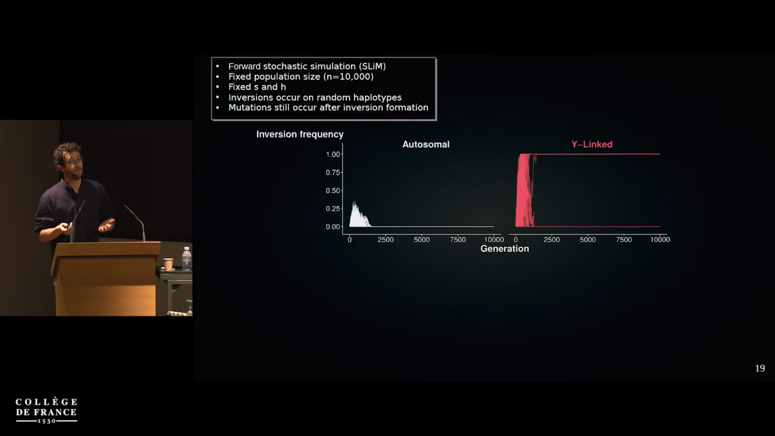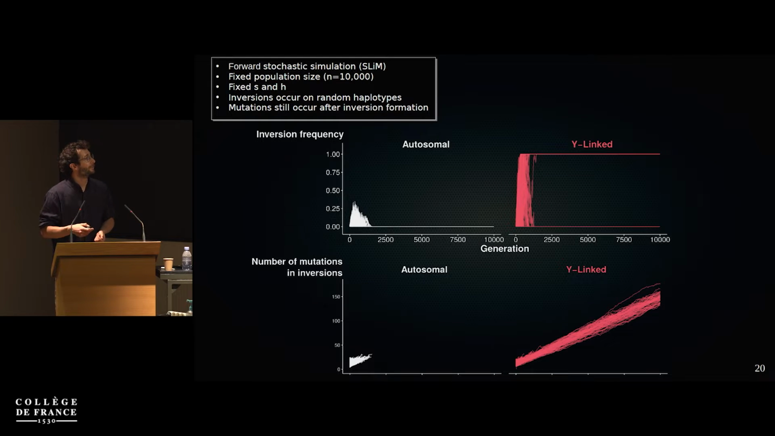To estimate the impact of drift in this process, I have used individual-based simulations with SLiM. In this case, we have a population with 10,000 individuals. And in these populations, I introduced for each combination of parameters 10,000 inversions on a random haplotype in a random individual. And I tracked the frequency of these different inversions. Each line here is a trajectory of one inversion, so you see many overlapping trajectories. What you see is that many autosomal inversions initially increase in frequency because by chance they have fewer mutations than average, but they rapidly crash. In contrast, on the Y chromosome, many inversions spread to fixation.